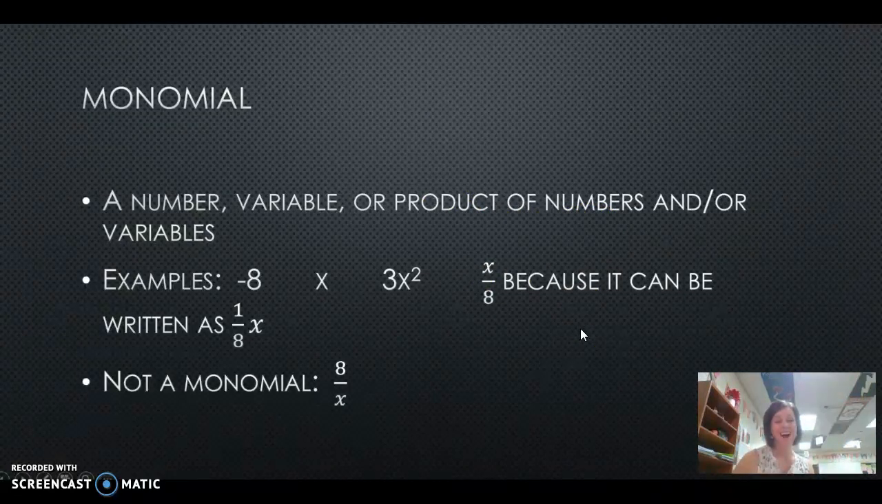An example that is not a monomial is 8 divided by x, because we don't know what x is. x could be 0, and if x were 0, then it would not come out to be a monomial. So we don't consider those monomials.